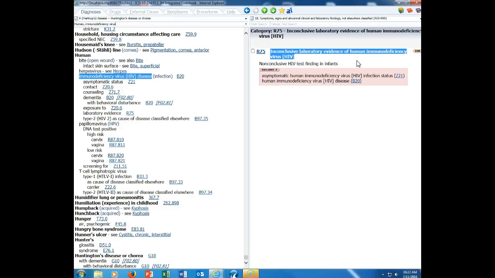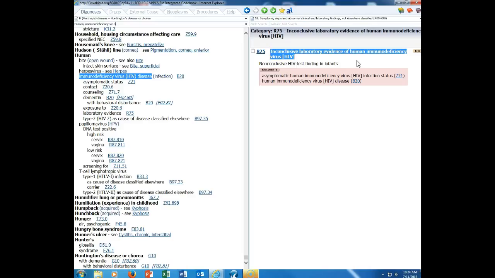You know, you can have inconclusive serology that's R75. If that serology becomes HIV positive, then you are no longer R75, you are Z21. And if you actually develop full-blown AIDS, you will no longer be Z21, you will be B20. So it is absolutely a progression, and you do not go back.